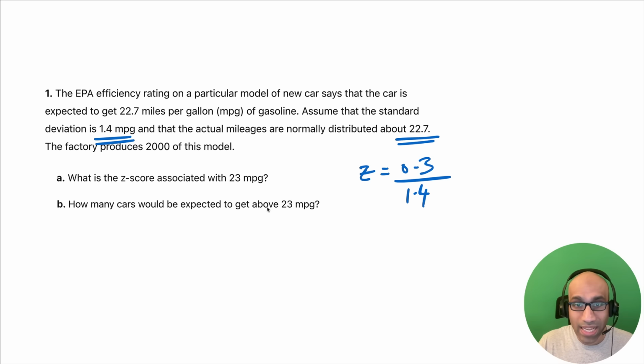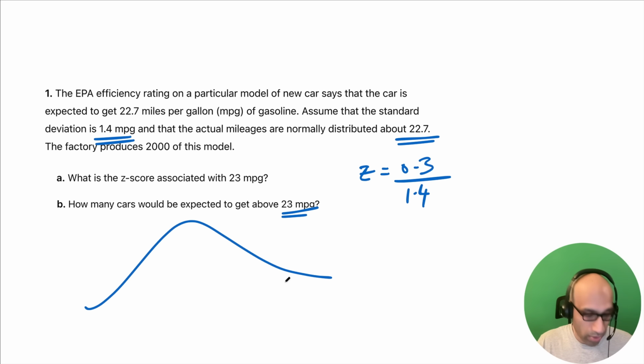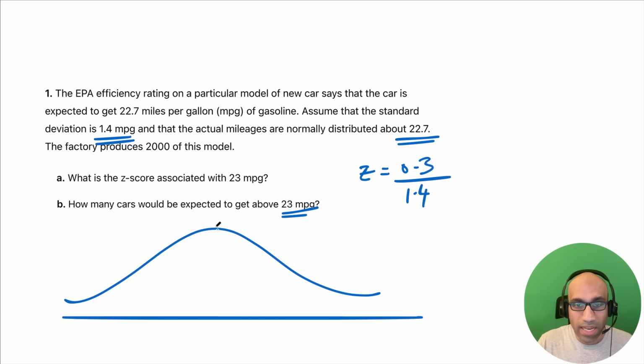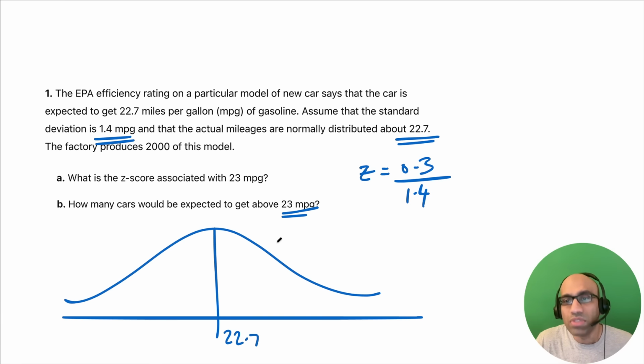How many cars would be expected to get above 23? As you know, it's the mountain curve, the normal distribution curve here. So you're basically going to look at this particular part. The mean, my bad, the mean is 22.7 here, and then you've got a standard deviation of 1.4. There are two ways to do this. Either you can do it this way, or you can use the z-score. Let's try the basic method first.